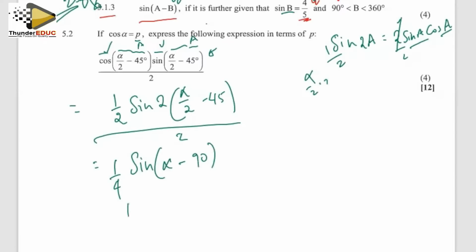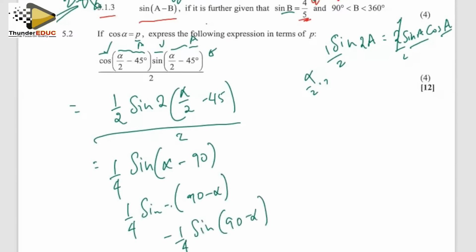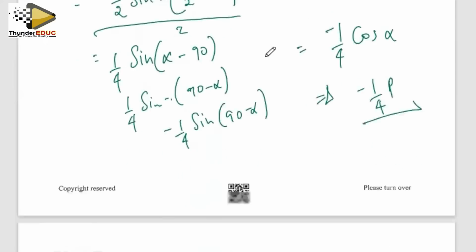Let's factor out the negative sign. So sine negative, that's going to be 90 minus alpha. Take the negative that side. We shall have the sine of 90 minus alpha. From our reduction, we know that sine of 90 minus alpha will give us cos of alpha. So this is going to be negative a quarter cos of alpha. But the cos of alpha is p, which means our final answer should be negative a quarter p. So that is question number 5.